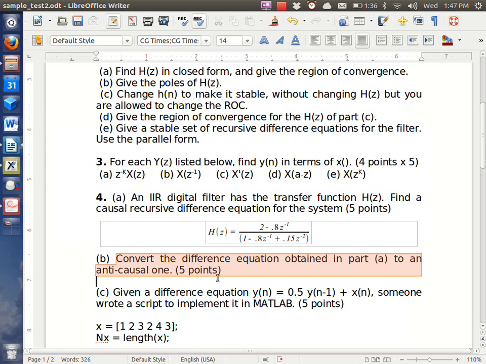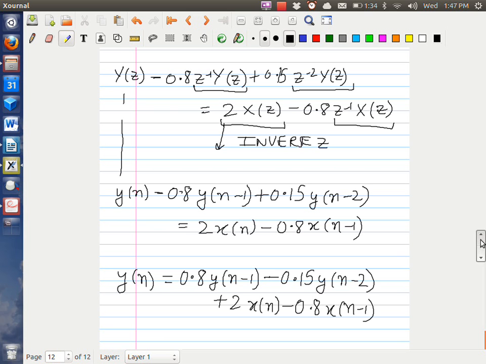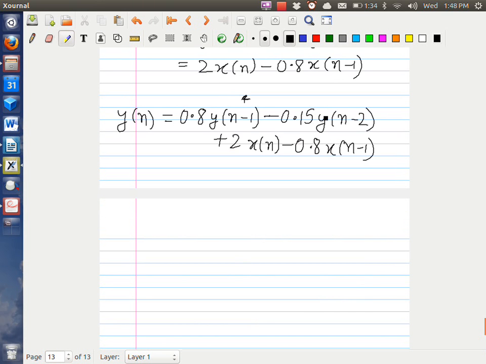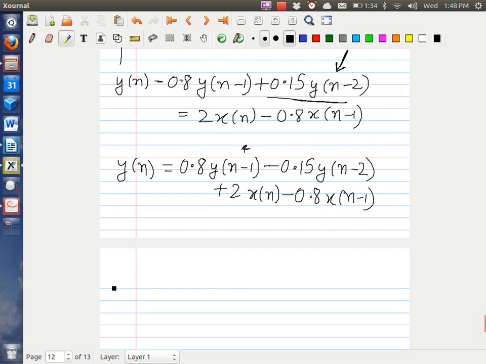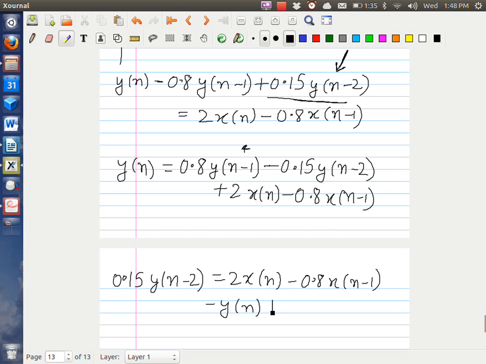And then finally convert it to the anti-causal version. So it means we are looking for y of n in terms of future values of y. So for that we look for the y with the maximum shift, which is this one. We keep that to one side of the equation and move everything else to the other side. So keeping this on the left, I get 0.15 y of n minus 2 equals 2 x of n minus 0.8 x of n minus 1 minus y of n plus 0.8 y of n minus 1.